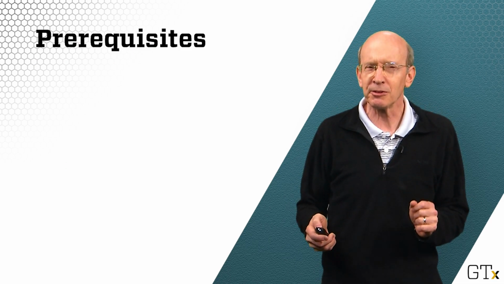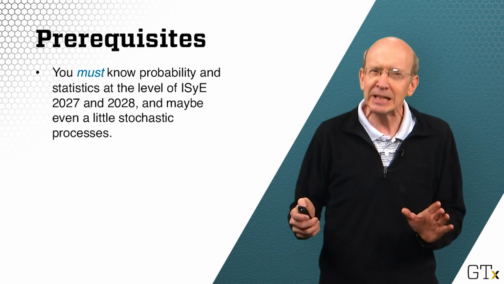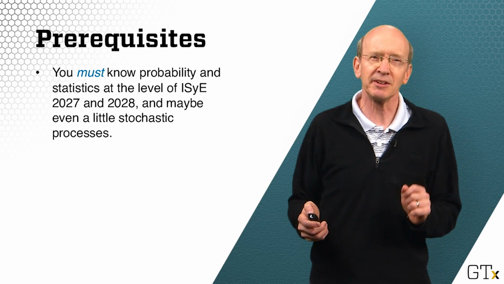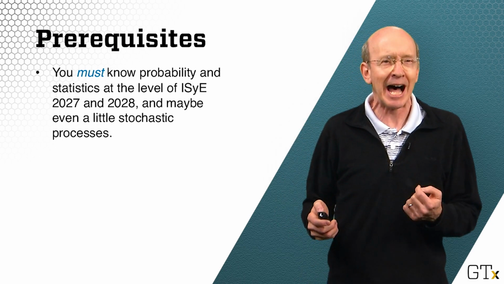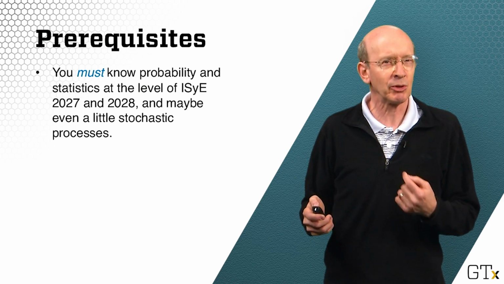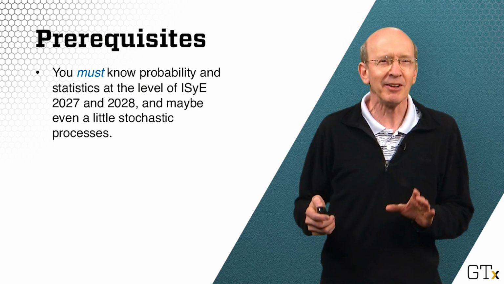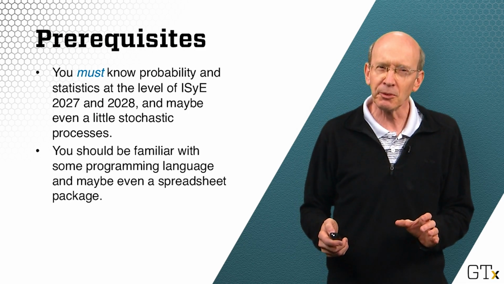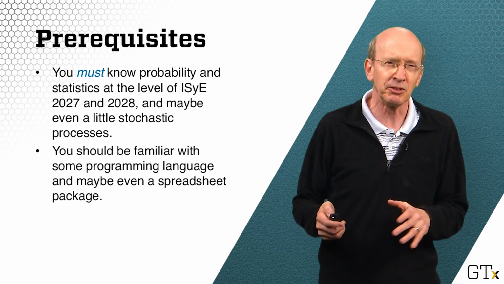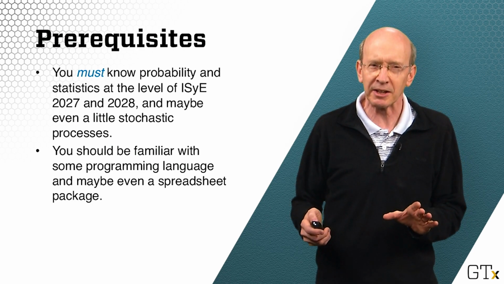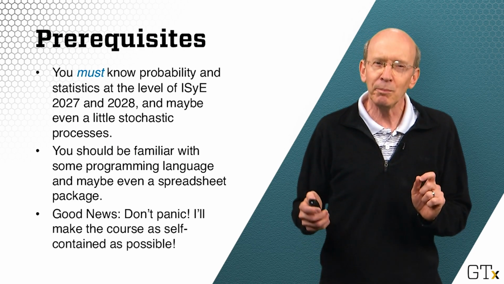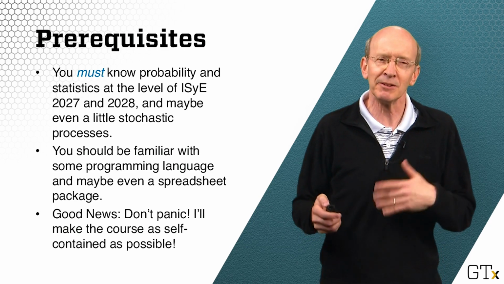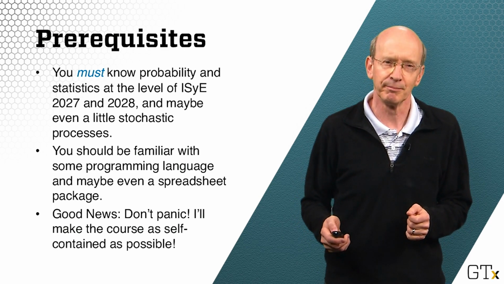Now, the prerequisites for the course are pretty strict. You really do have to know some probability and statistics at the level of our ISYE 2027 and 2028 courses. Maybe have a little bit of stochastic processes in your background. You should also be familiar with some programming language and maybe even a spreadsheet package. But don't panic at all, because I really will make the course as self-contained as possible, even though I've just tried to scare you a little bit.